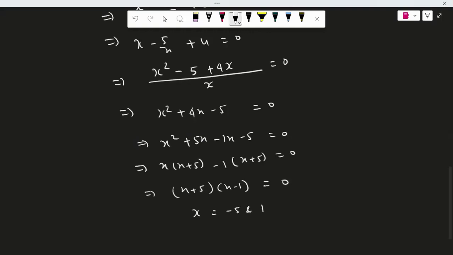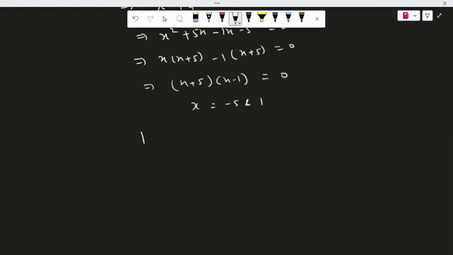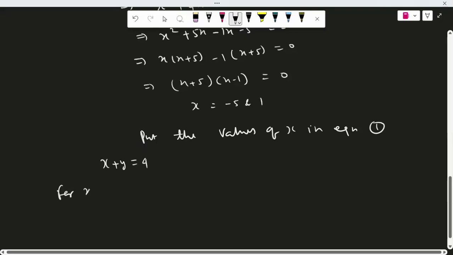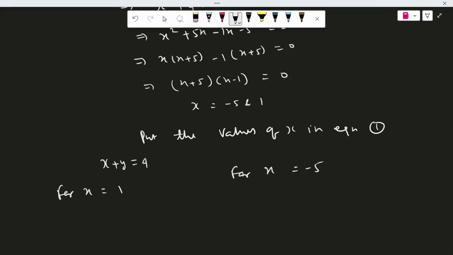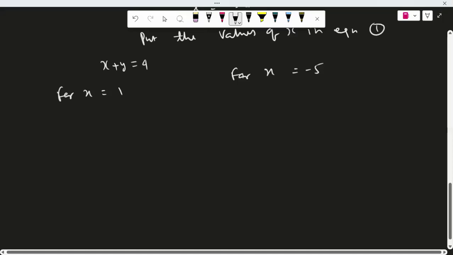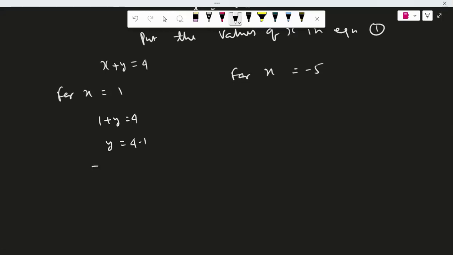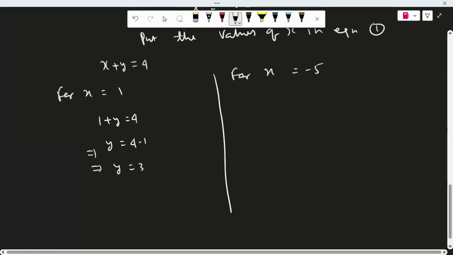So now put the values of x in equation 1. Equation 1 is x plus y equals 4. So for x equals 1 and x equals minus 5, we have 1 plus y equals 4. So y equals 4 minus 1, and further y equals 3. So from here we have got the point 1 comma 3. A point is 1 comma 3.